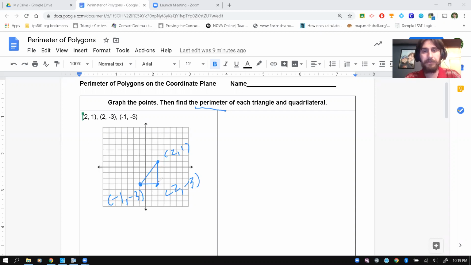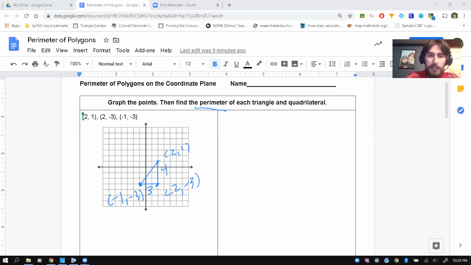So to do that for this triangle, for the horizontal and for the vertical lines, you can just count and add them together. So for example, for this horizontal line here, from -1 to +2, I would just have to go over 3. From -3 up to +1, I would just have to go up 4.